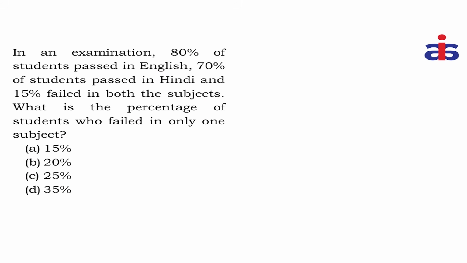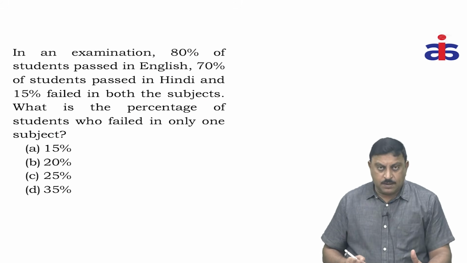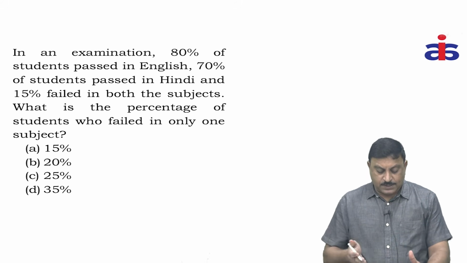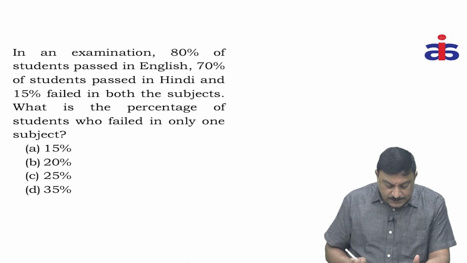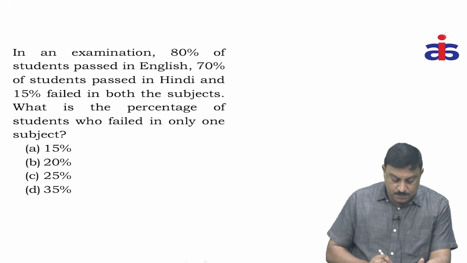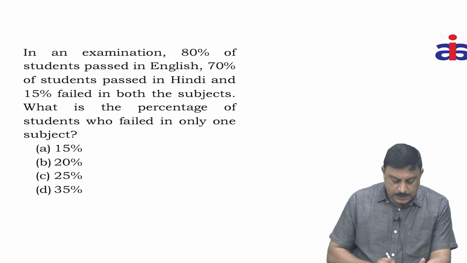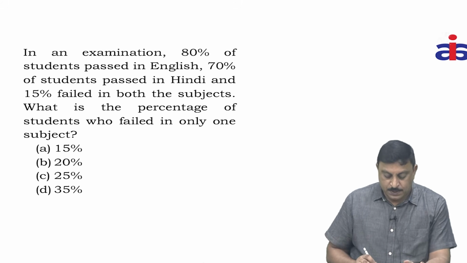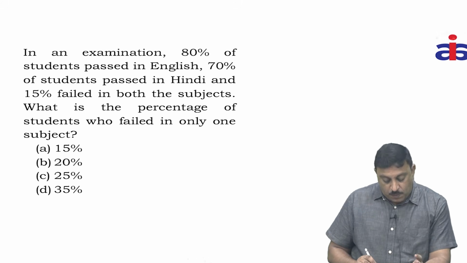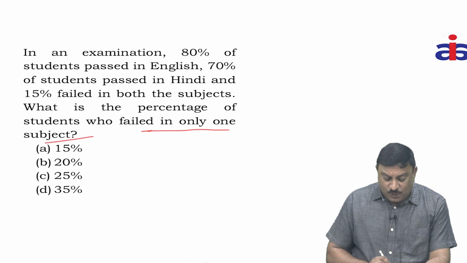The next, so I'll end the session with this question, and we take the next case later, right? Now, see this one. In an examination, 80% of students passed in English, 70% of students passed in Hindi, and 15% failed in both the subjects. What is the percentage of students who failed in only one subject?